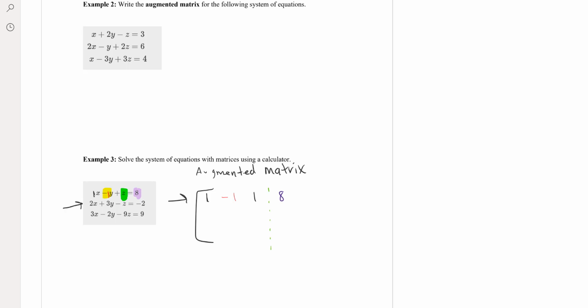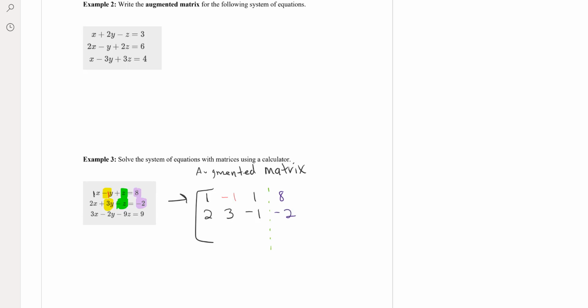So again, I'm going to have my second row now. Now I'm looking at my row 2, and I'm going to have 2 as a coefficient. I'm going to have a 3 as a coefficient of y. And it looks like that coefficient of z is now going to be a -1. And I have my constant here as a -2.